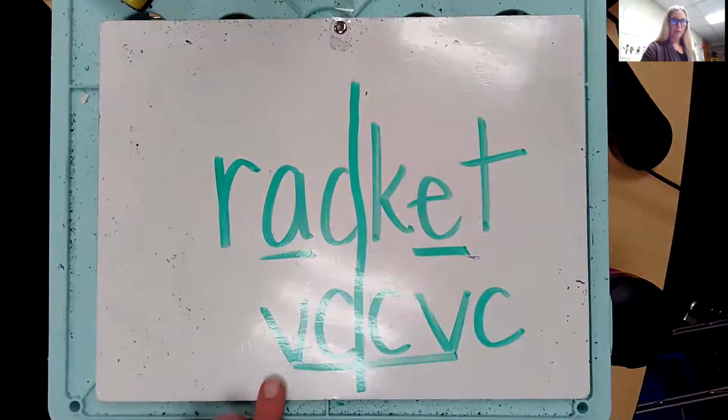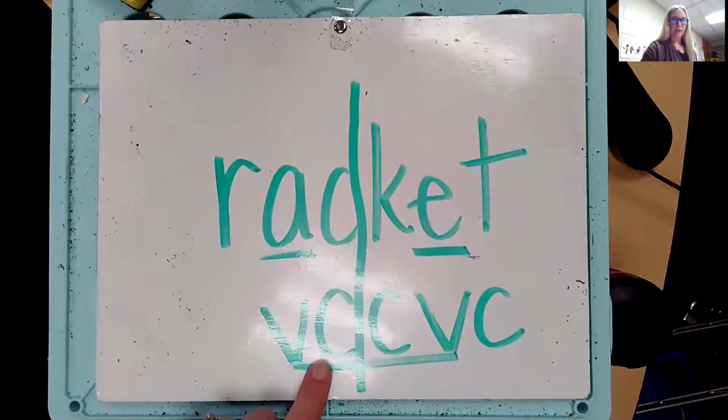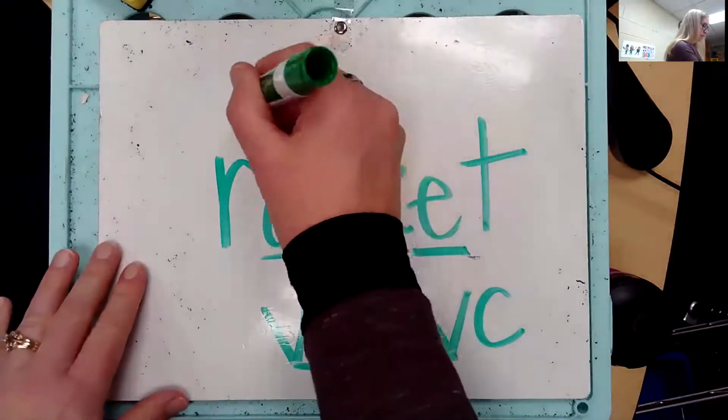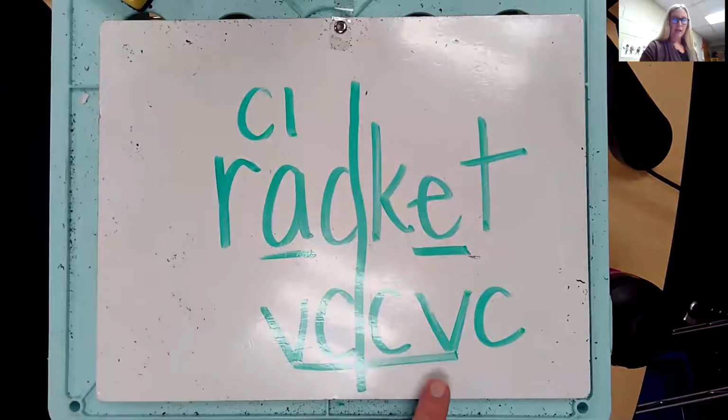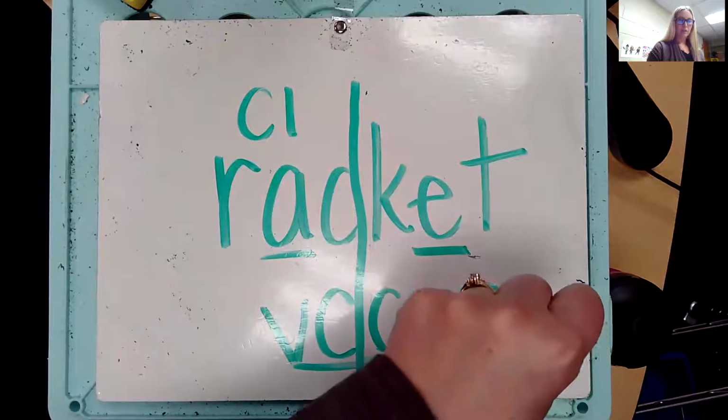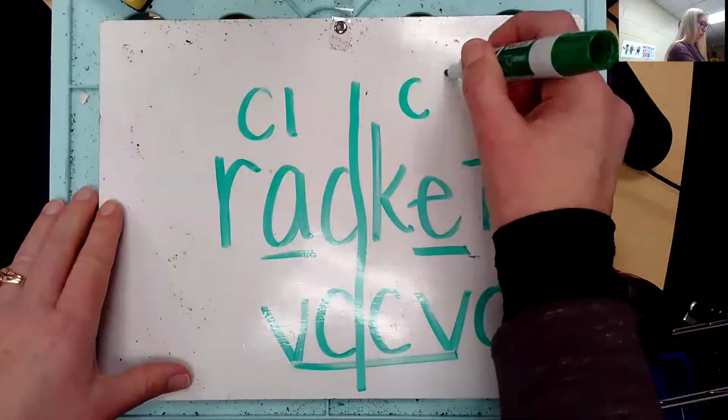All right, we're going to mark our syllable types. We have a vowel, then a consonant. That's a closed syllable. We know when there's a closed syllable, it's a short vowel sound. Now we have a vowel and a consonant again. So that's the same type of syllable, closed syllable, short vowel sound.